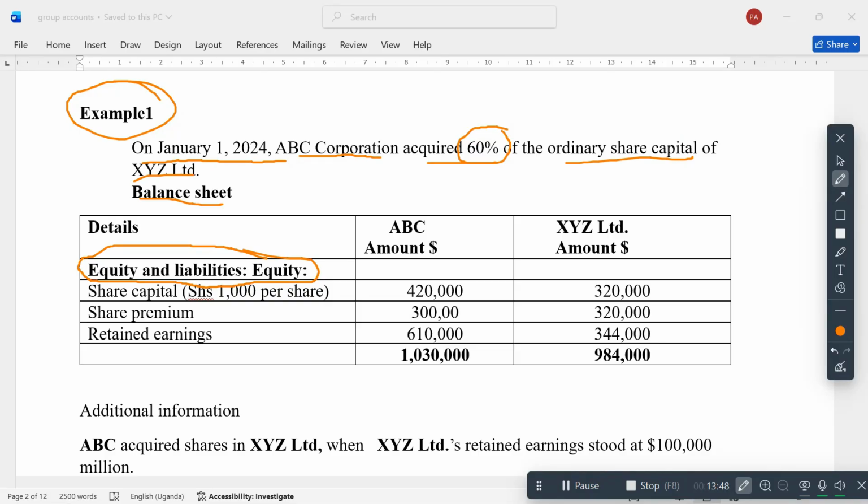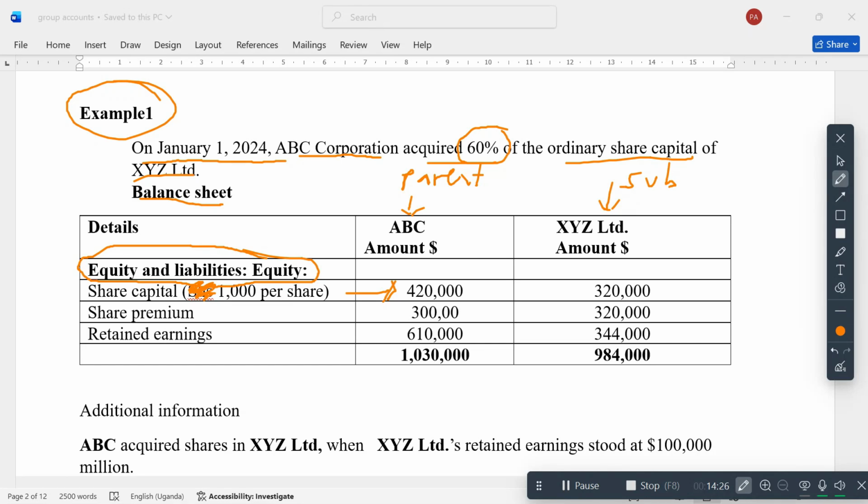They are saying here the share capital was 1,000 per share, no problem. But here for company ABC, this is the parent, don't forget this. This is the parent, and this one is what? This is the subsidiary. Now they are giving you the share capital for the parent and the share capital for the subsidiary. The share capital for the parent is this, 20,000.